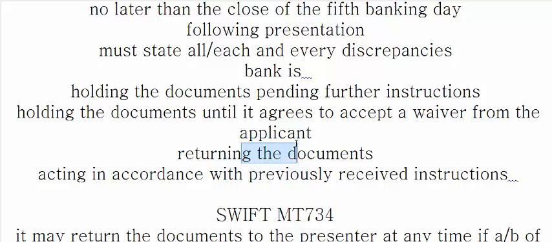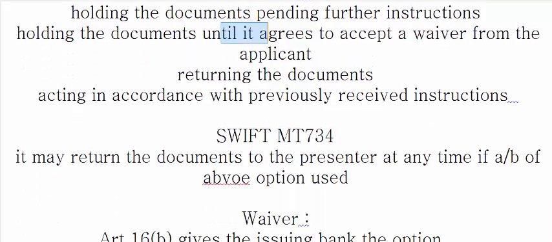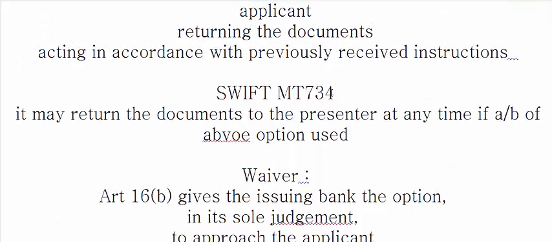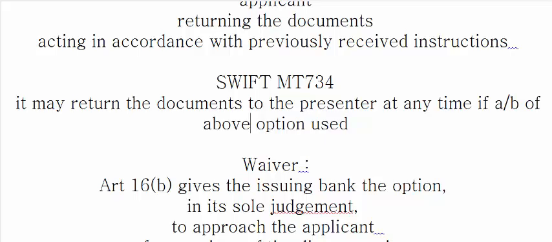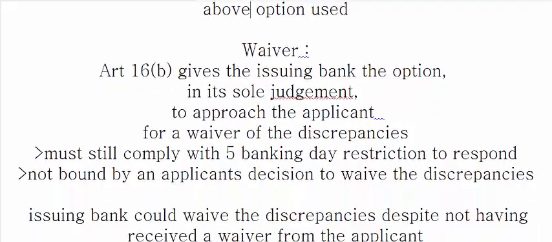If it says it's returning the documents, at the next possible point in time they can return the documents. If it is saying that they are holding the documents pending instruction, or holding the documents until it receives a waiver, then also the bank can return the documents to the presenter. Normally, the refusal is sent by means of SWIFT message type 734 because it has structured fields, and they can return the documents thereafter if they have said that they are waiting for further instruction or for the applicant's instruction. Now, waiver.